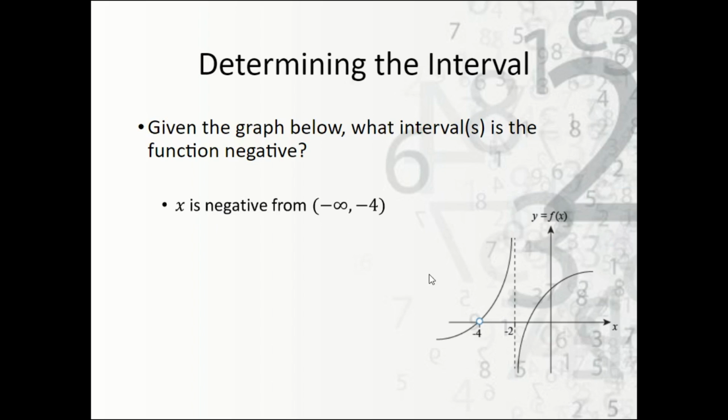So it's negative from negative infinity to negative 4. And then from negative 2 to negative 1. And then it becomes positive from negative 4 to negative 2, and from negative 1 to positive infinity.